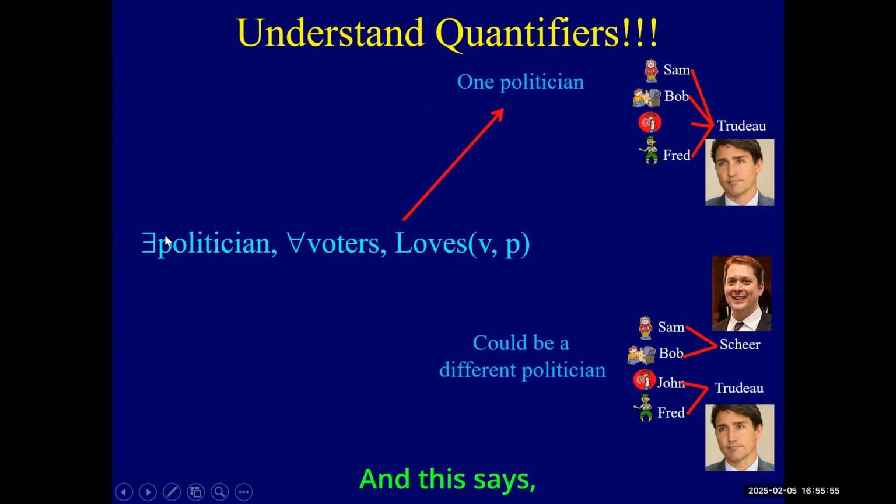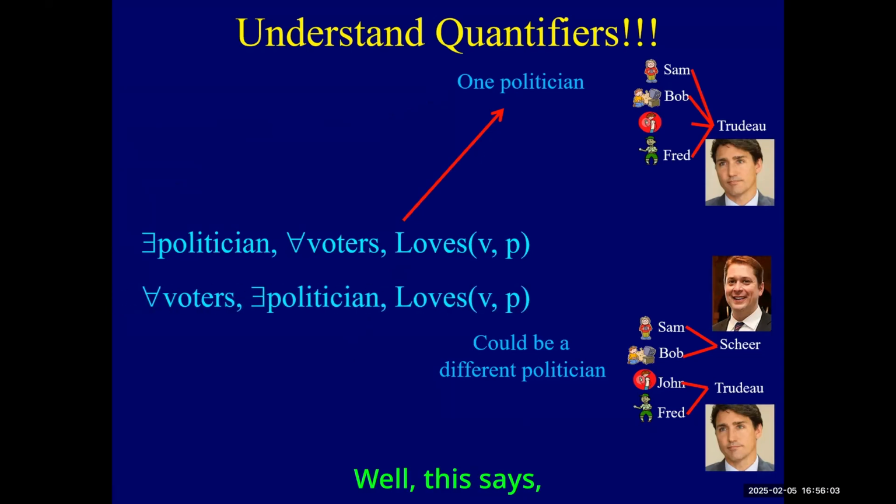And this says, you got to tell me the politician. There exists one politician that works for every voter, right? Well, this says, you tell me your voter, and I'll find you a politician, right? I can come up with the politician afterwards. You say Sam, I'll say Scheer. You say John, I'll say Trudeau, right? It's a different game. Everybody see that?